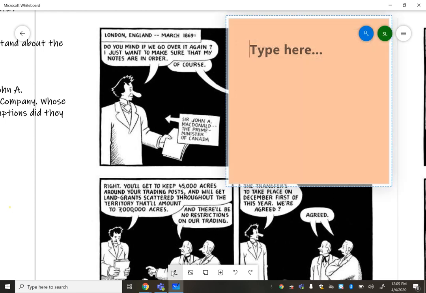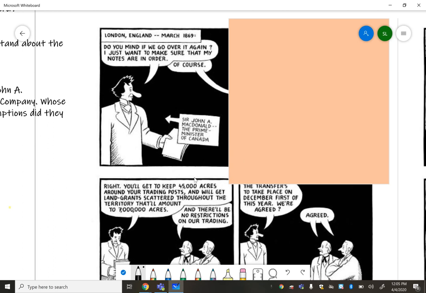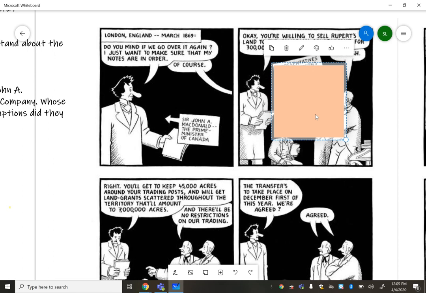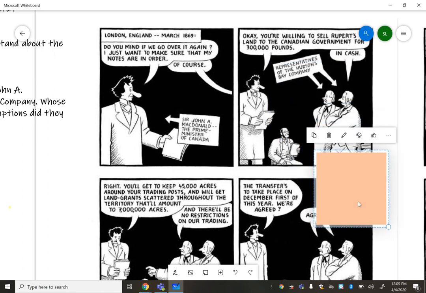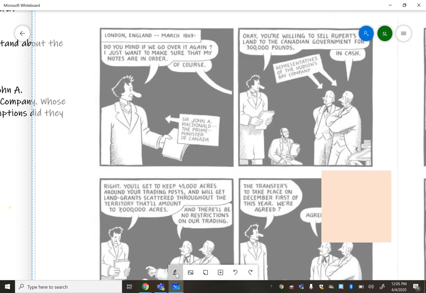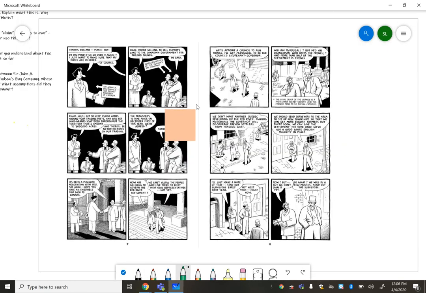So you can see right here that this is Sir John A. Macdonald. So it shows that this is the Prime Minister of Canada. So make sure you're reading every one of the frames very carefully. Next frame. Okay, you're willing to sell Rupert's Land to the Canadian government for £300,000. And as you can see here, these are representatives of the Hudson's Bay Company. And they're saying, we want that money in cash.